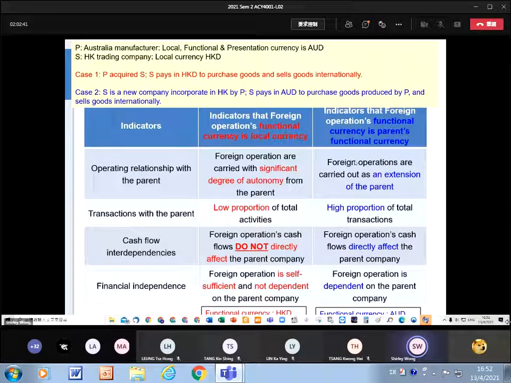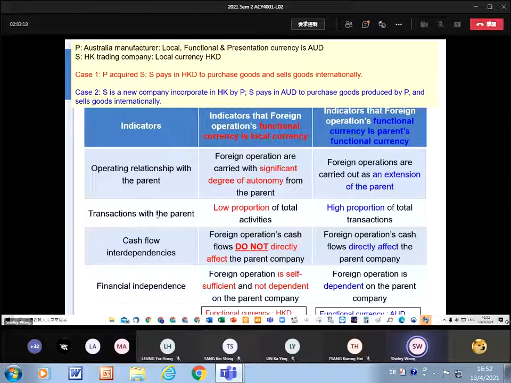However, for case 2, this S company actually is set up by P in order to purchase the goods from the manufacturer and then sell overseas. So we will say that the relationship between the parent and the subsidiary is that this foreign operation is carried out as an extension of the parent company. 佢只係母公司喺香港嘅延續版. Okay, so actually its operation is directly based on the instruction of the parent company. They do not have the freedom to choose. They operate under the instruction of the parent company.